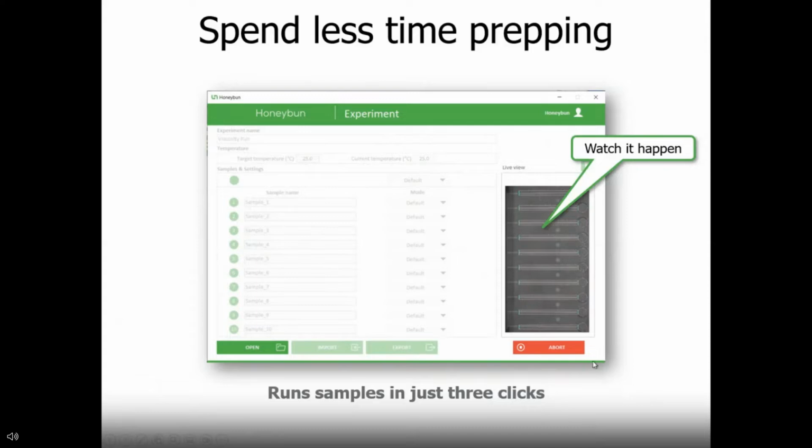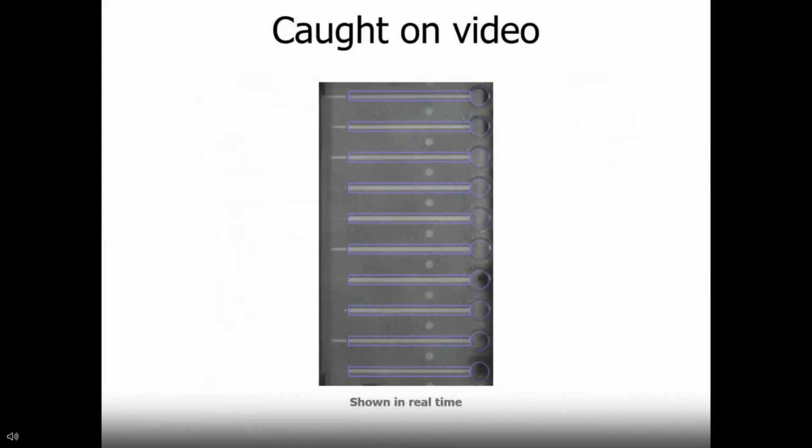After you load up the sample and hit Start, you'll get to watch as the samples flow through the bun so you can keep an eye on which samples are flowing fastest. All the data is automatically exported afterwards as an Excel file, an HTML file, and an image showing how each channel ran. And if you want, you can save the video too.